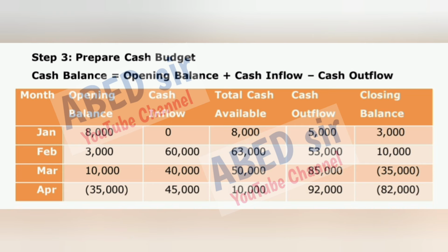Step 3. Prepare cash budget. Cash balance is equal to opening balance plus cash inflow minus cash outflow. Month, opening balance, cash inflow, total cash available, cash outflow, closing balance. Jan 8,000, 0, 8,000, 5,000, 3,000. Feb 3,000, 60,000, 63,000, 53,000, 10,000. Mar 10,000, 40,000, 50,000, 85,000, minus 35,000. April minus 35,000, 45,000, 10,000, 92,000, minus 82,000.